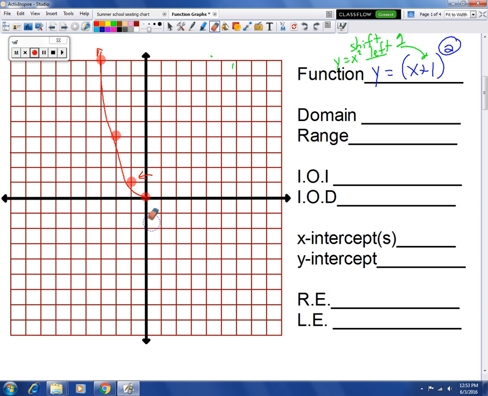Okay, let's take this graph and shift it left 1. So instead of a point here at 0, 0, let's put it right here at negative 1, 0. Instead of 1, 1 right there, let's put our point at 0, 1.